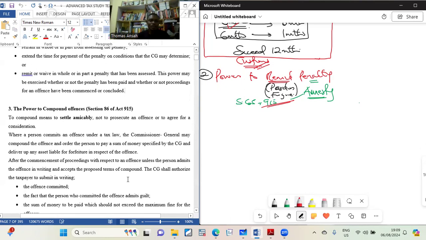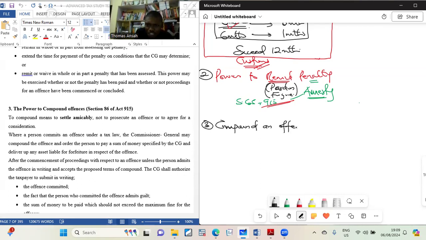Then the third one is the power to compound an offense. Now, for a layman, when we say to compound an offense, my first understanding when I saw it was that possibly he is going to double your offense. Compound. Yes, but that is not the meaning of compounding. Here, compounding means let's settle it amicably. To settle something amicably. Let's bring it home and solve it.